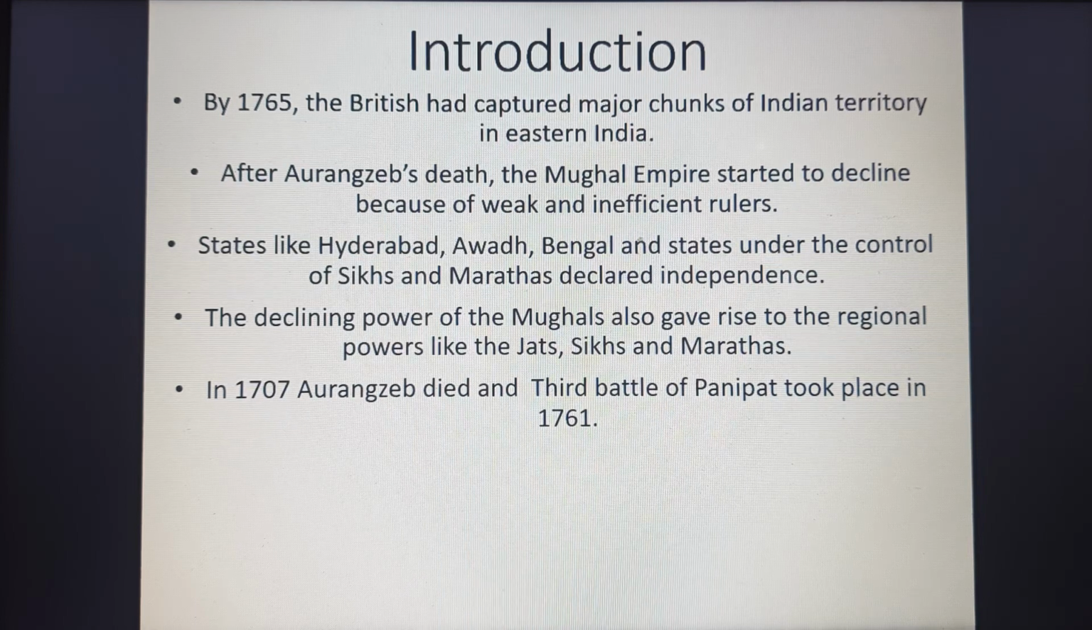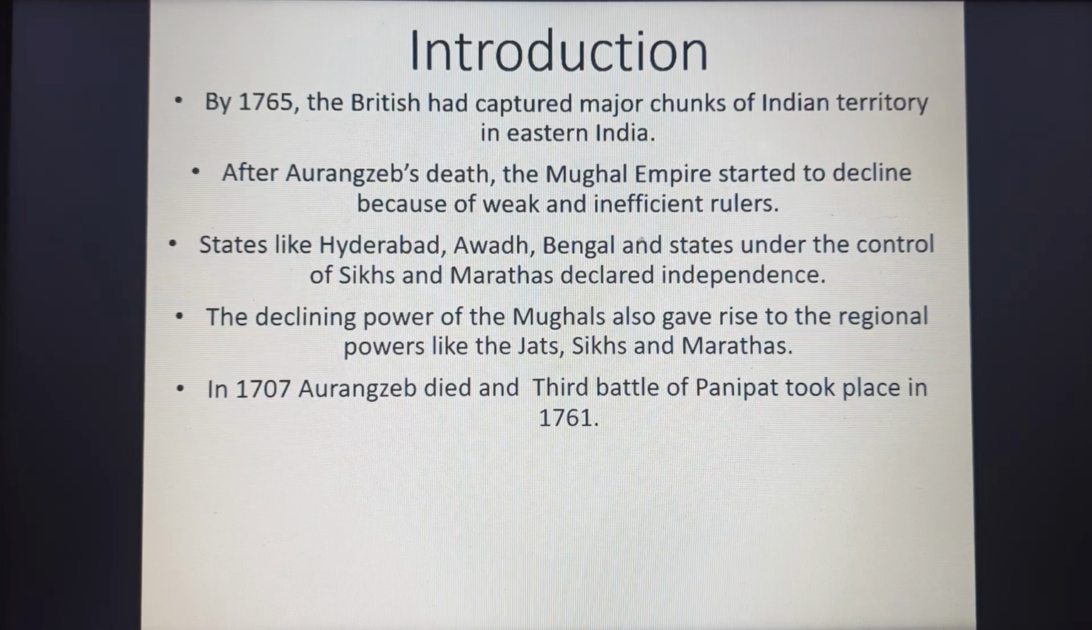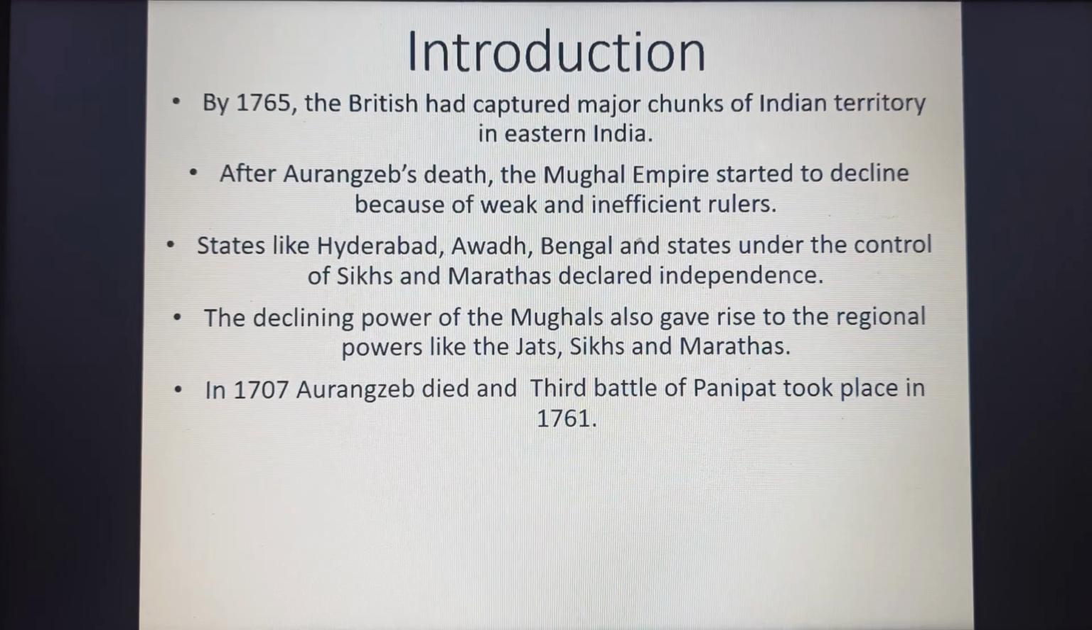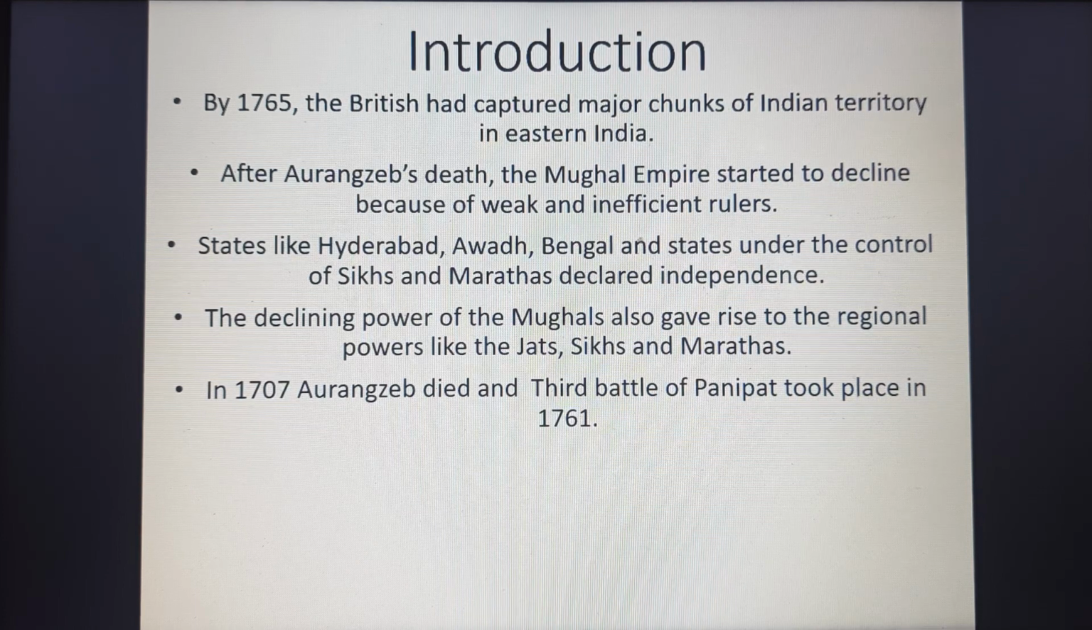The declining power of the Mughals also gave rise to regional powers like the Jats and Sikhs in the western part of India, and Marathas in the central southern part of India. The area under Maratha control is present-day Gujarat, Maharashtra, and parts of Madhya Pradesh and Rajasthan. These were the areas under Maratha control.